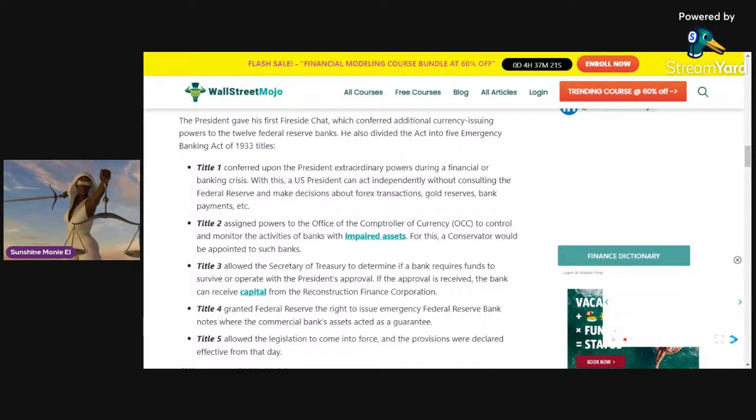Can you read Title 4 for me? Title 4 granted the Federal Reserve the right to issue emergency Federal Reserve bank notes where the commercial bank assets acted as a guarantee. And I have something that we'll probably read tomorrow. Probably won't get into it today because we've already been talking long enough.